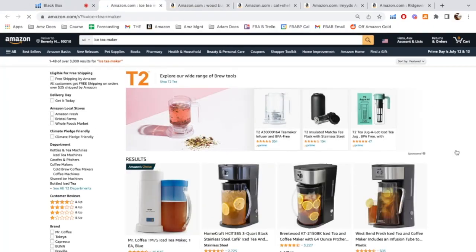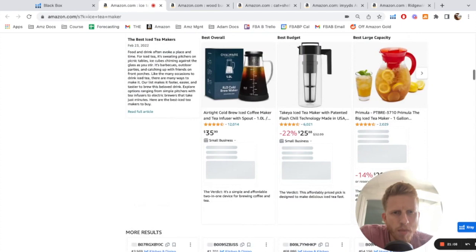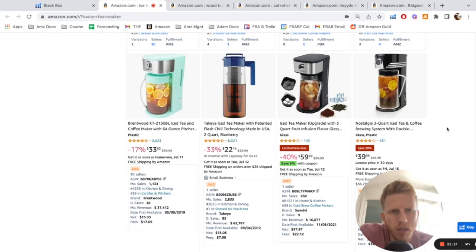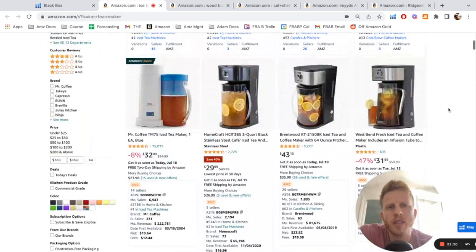All right, let's have a look at this. Iced tea maker. Okay, I'm not a lover of that. You're going to be competing against some huge brands. You know what? I take that back, actually. I take that back because the niches that I really like to see are the niches where everything looks the same. Because this one is obviously not the same as this one, right? Black, they all look exactly the same.